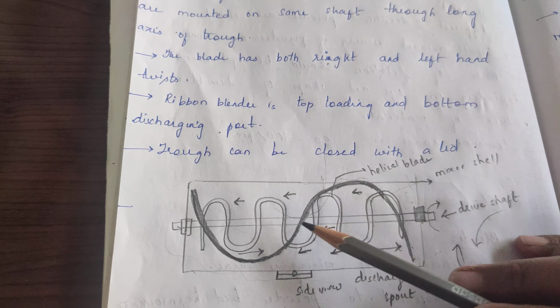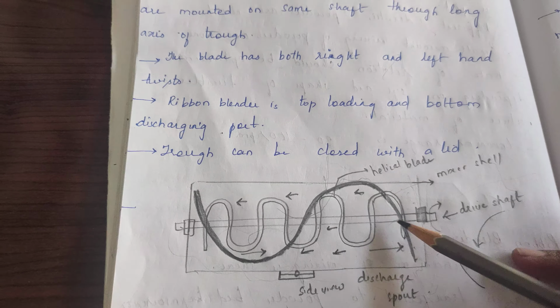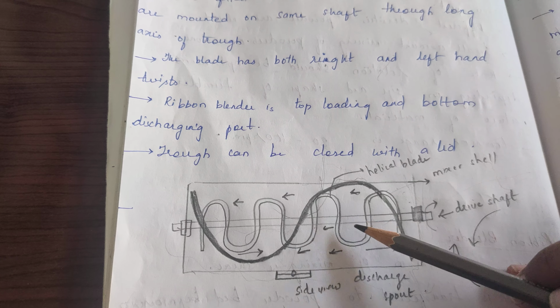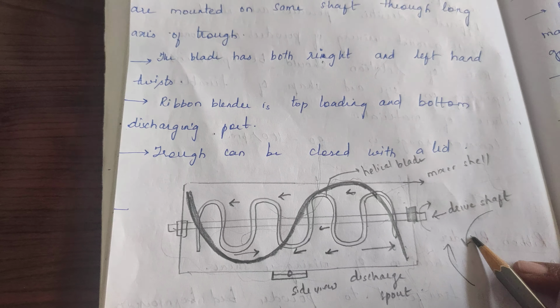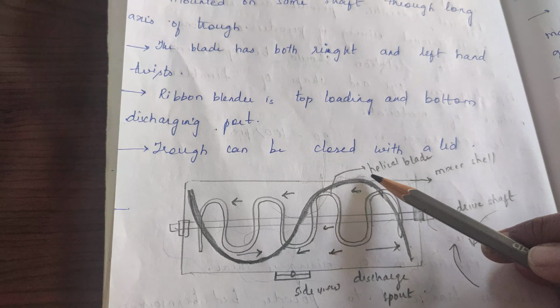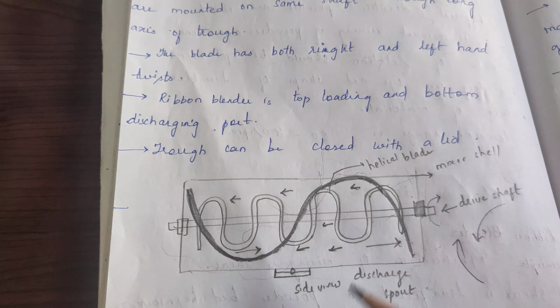The powders are placed at the center and allowed to rotate. By the counteraction of the blades, by the opposite action of the blades, complete mixing and breaking of the lumps or aggregates takes place. The powders are transferred from one end to the other end. They are completely mixed.